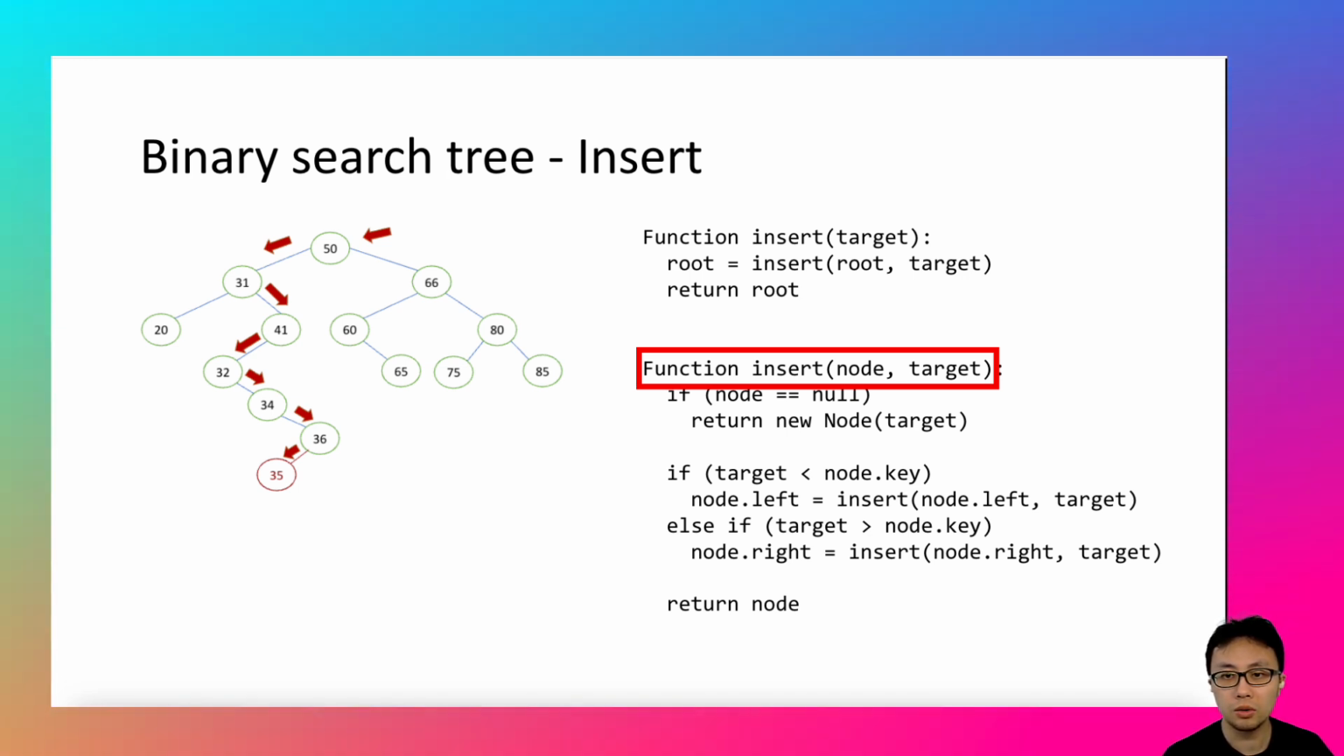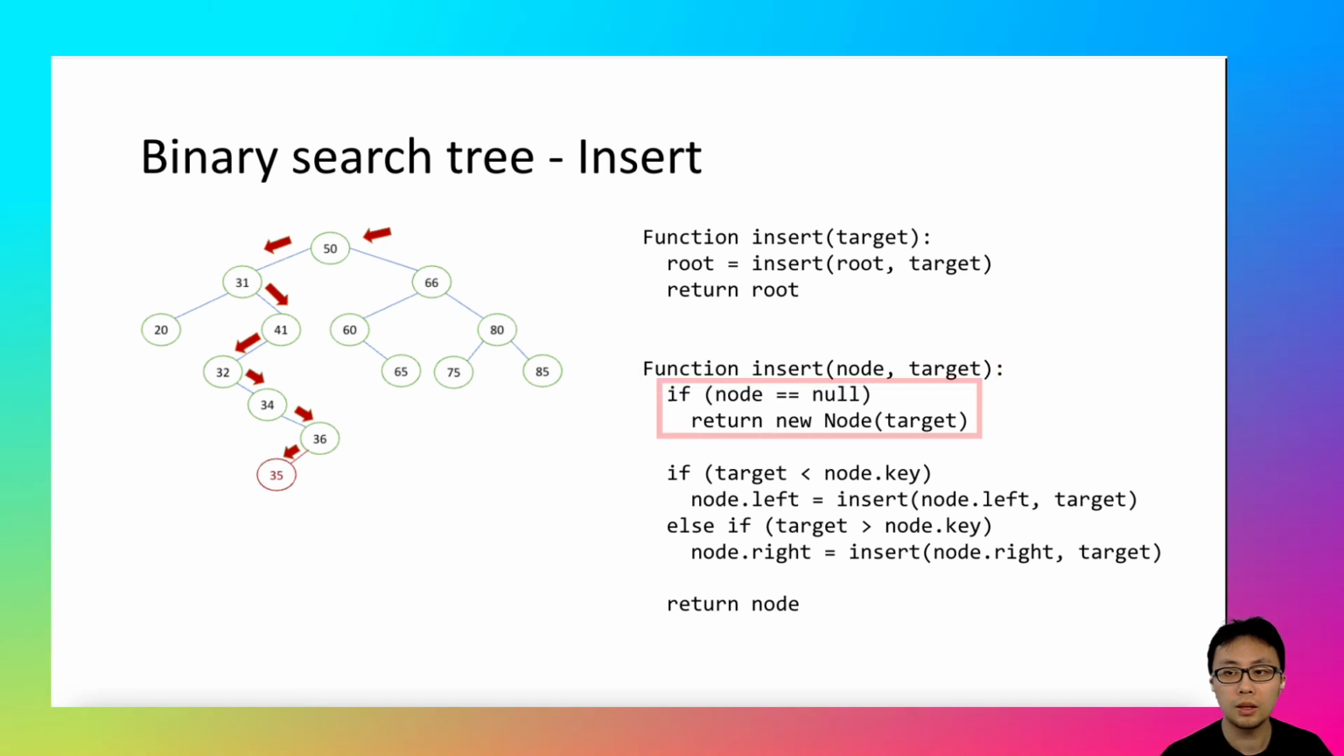This function always returns a node to maintain the proper tree structure. If the current node is null, that means you have reached the right spot to insert a new node with a target value, so a new node with the target value will be returned.